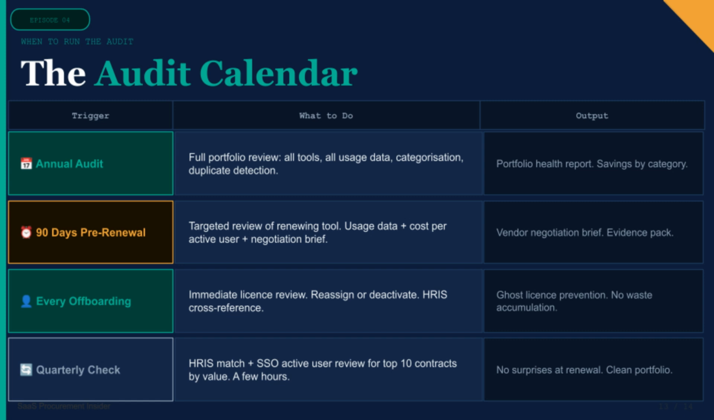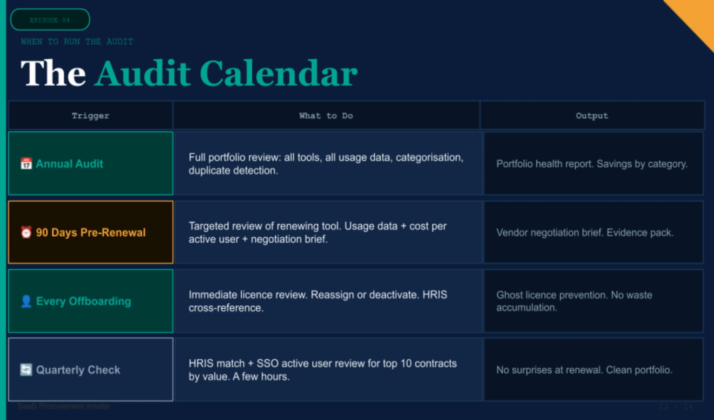A question to close this section. Do you have a renewal calendar that flags your top 20 contracts 90 days before their renewal date? If not, that calendar is the single highest return procurement process change you can make this quarter.